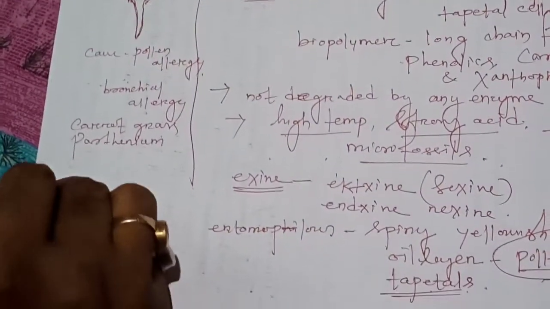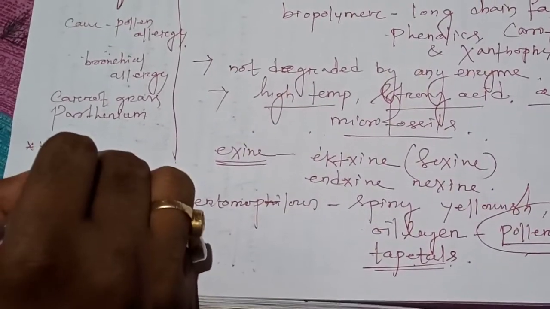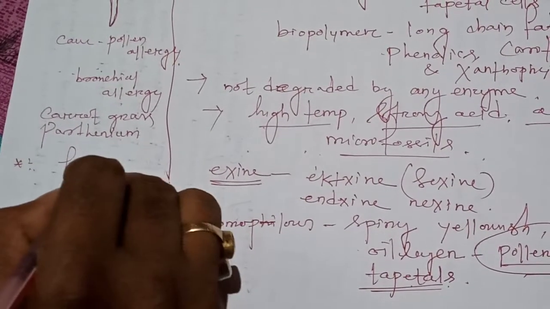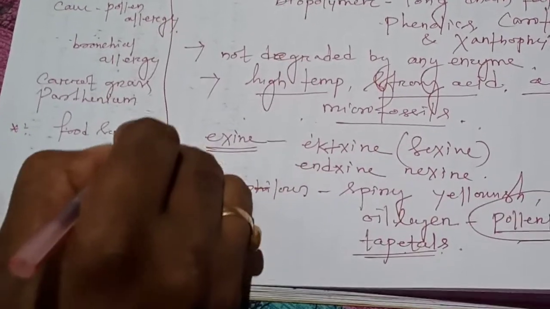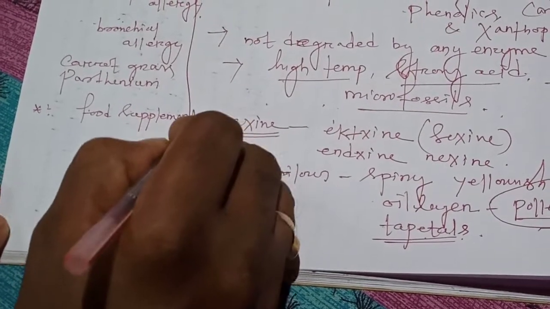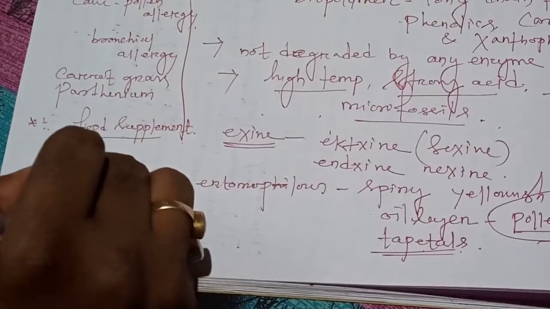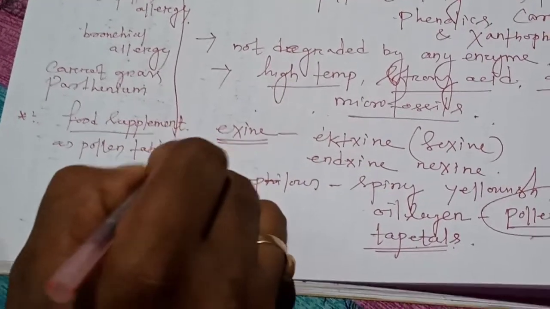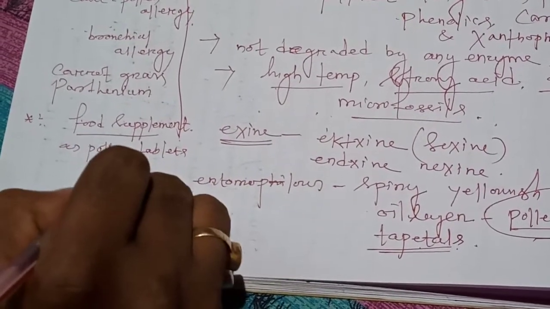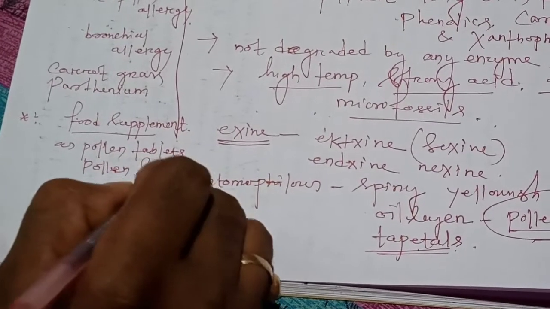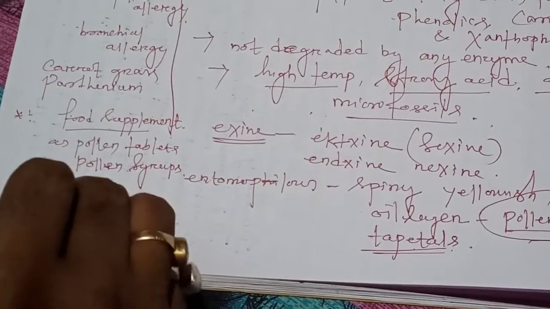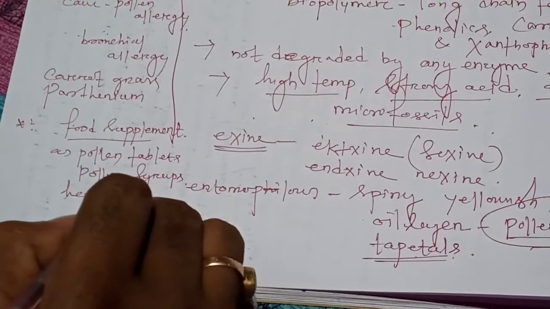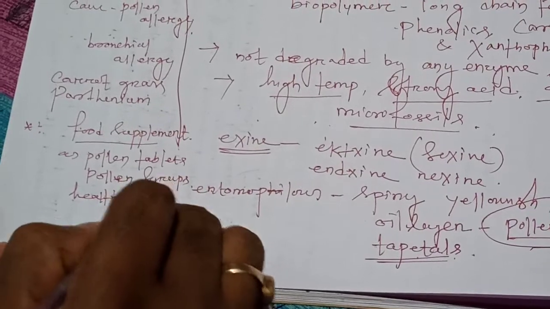Since the pollen grains are rich in nutrients, they are used as food supplements. They are available in the market as pollen tablets and pollen syrups. They are used to increase health and to improve the performance of athletes.